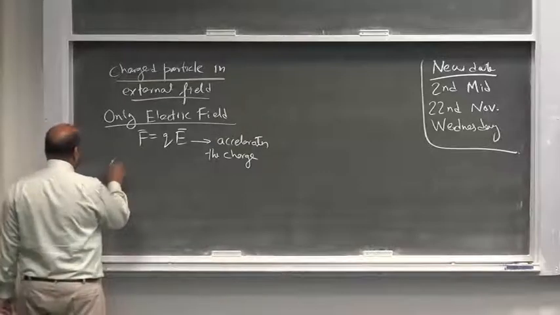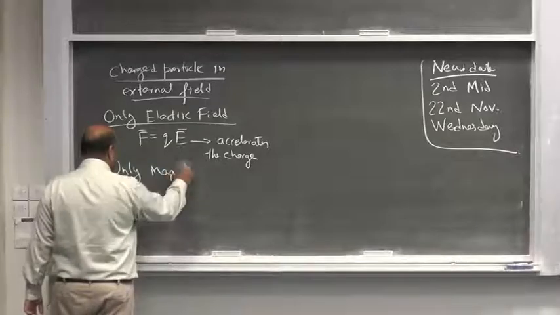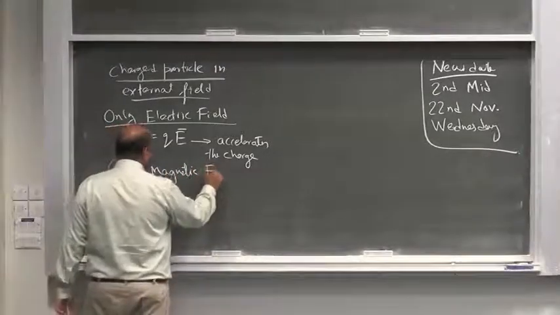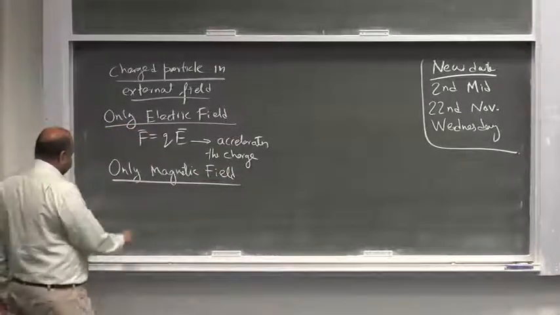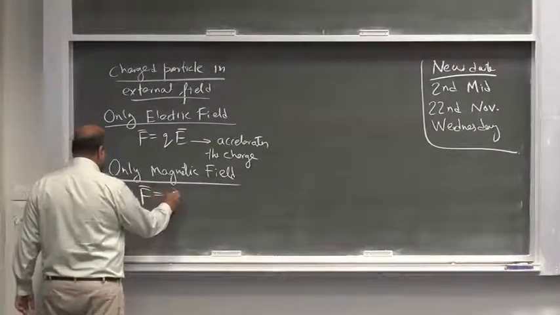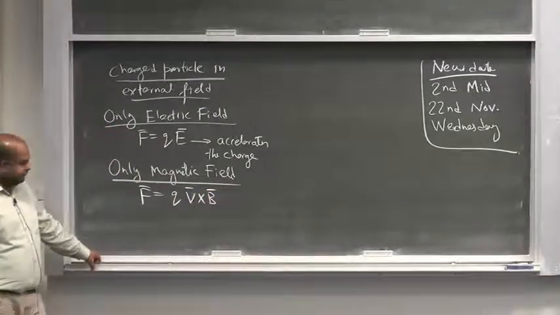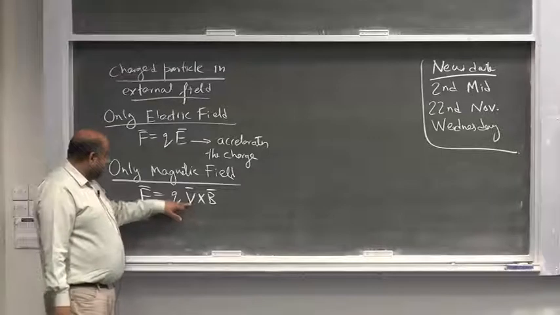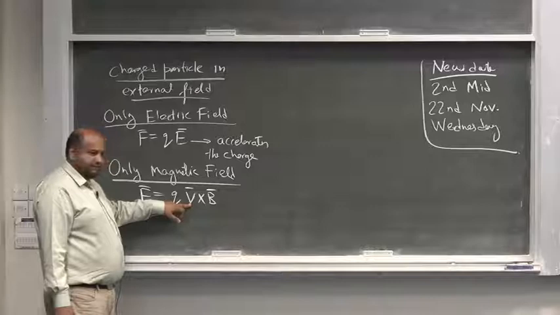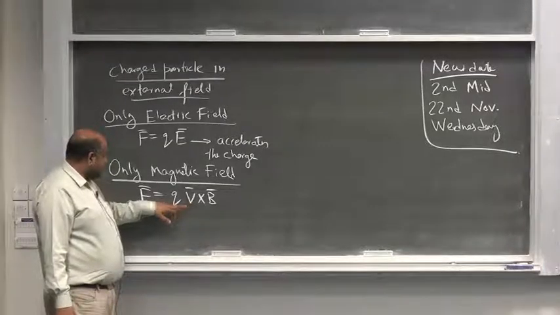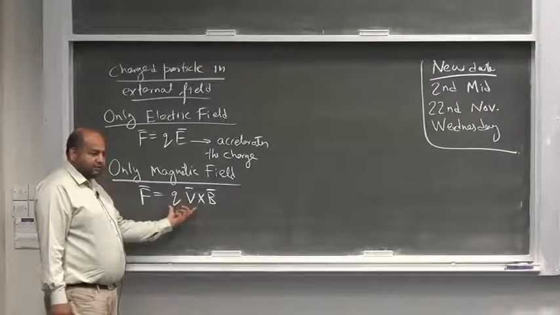The more interesting case is when we have magnetic field. In that case, the force on the charge is given by this Lorentz force, where V is the velocity of the charge. And if the charge is static, the charge is not moving, then there is no force. And if the charge is moving with some velocity, then there is a force.